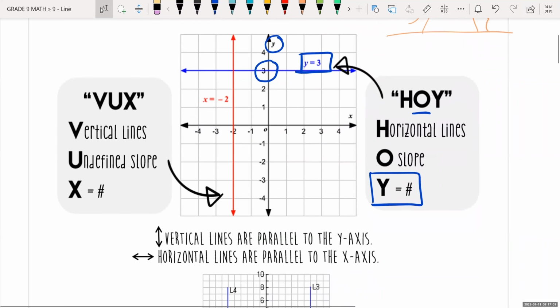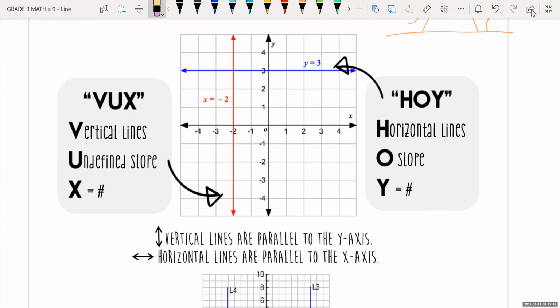Another piece of information that's kind of cool is vertical lines are parallel to the y-axis. We're going to talk about what the word parallel means, but you may remember it from when you were younger. So if I were to prove that to you, this is what it would look like.